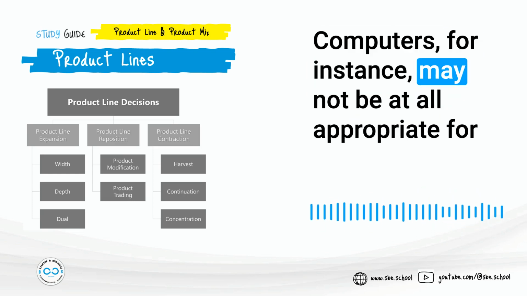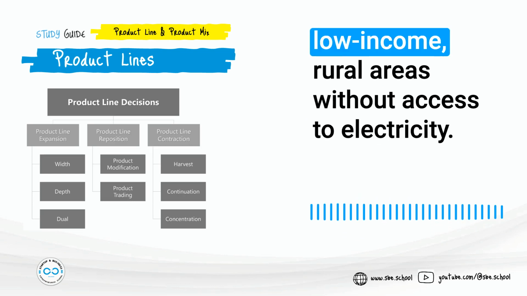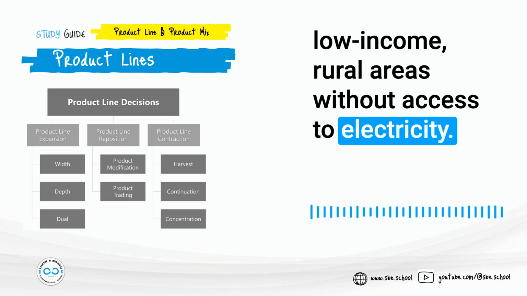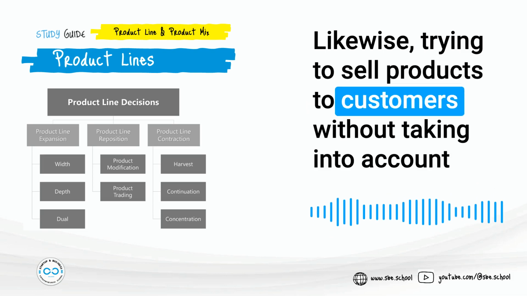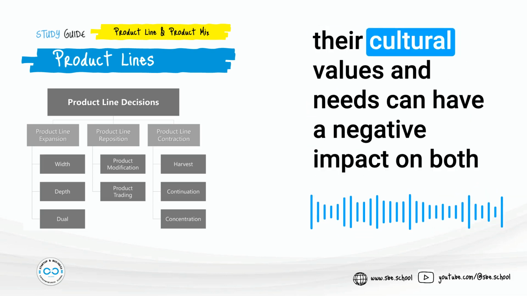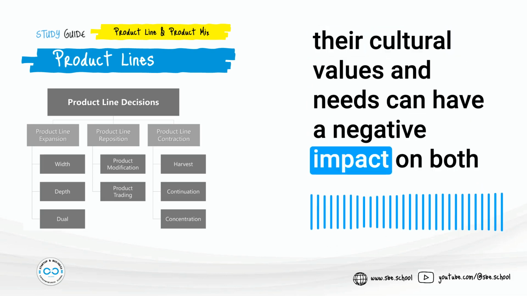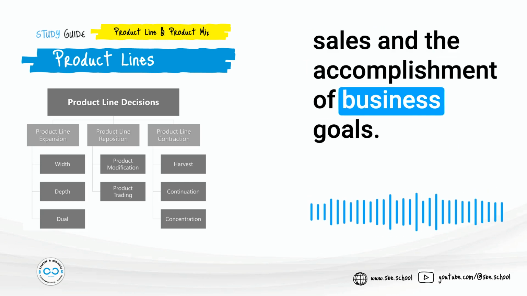Computers, for instance, may not be at all appropriate for low-income, rural areas without access to electricity. Likewise, trying to sell products to customers without taking into account their cultural values and needs can have a negative impact on both sales and the accomplishment of business goals.